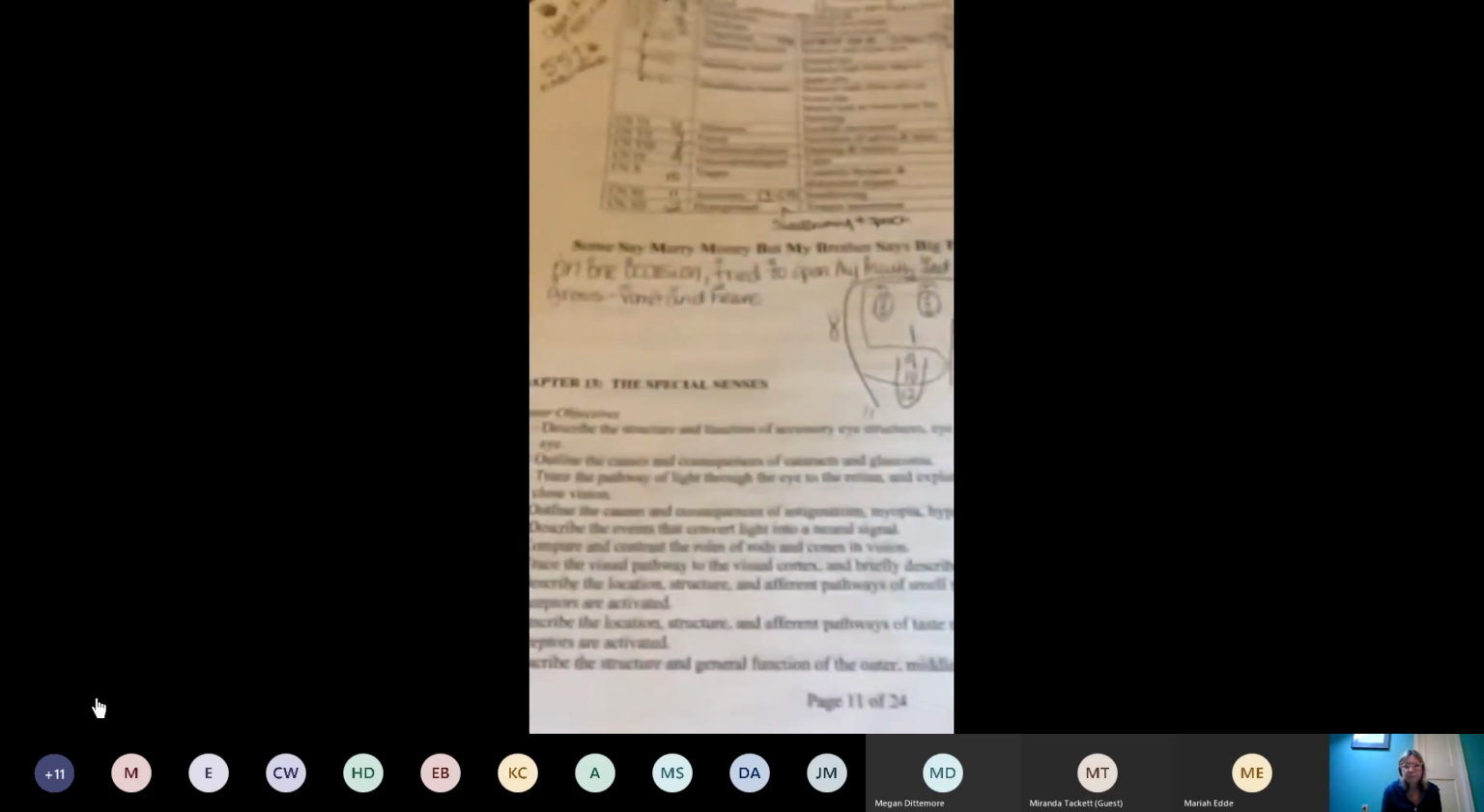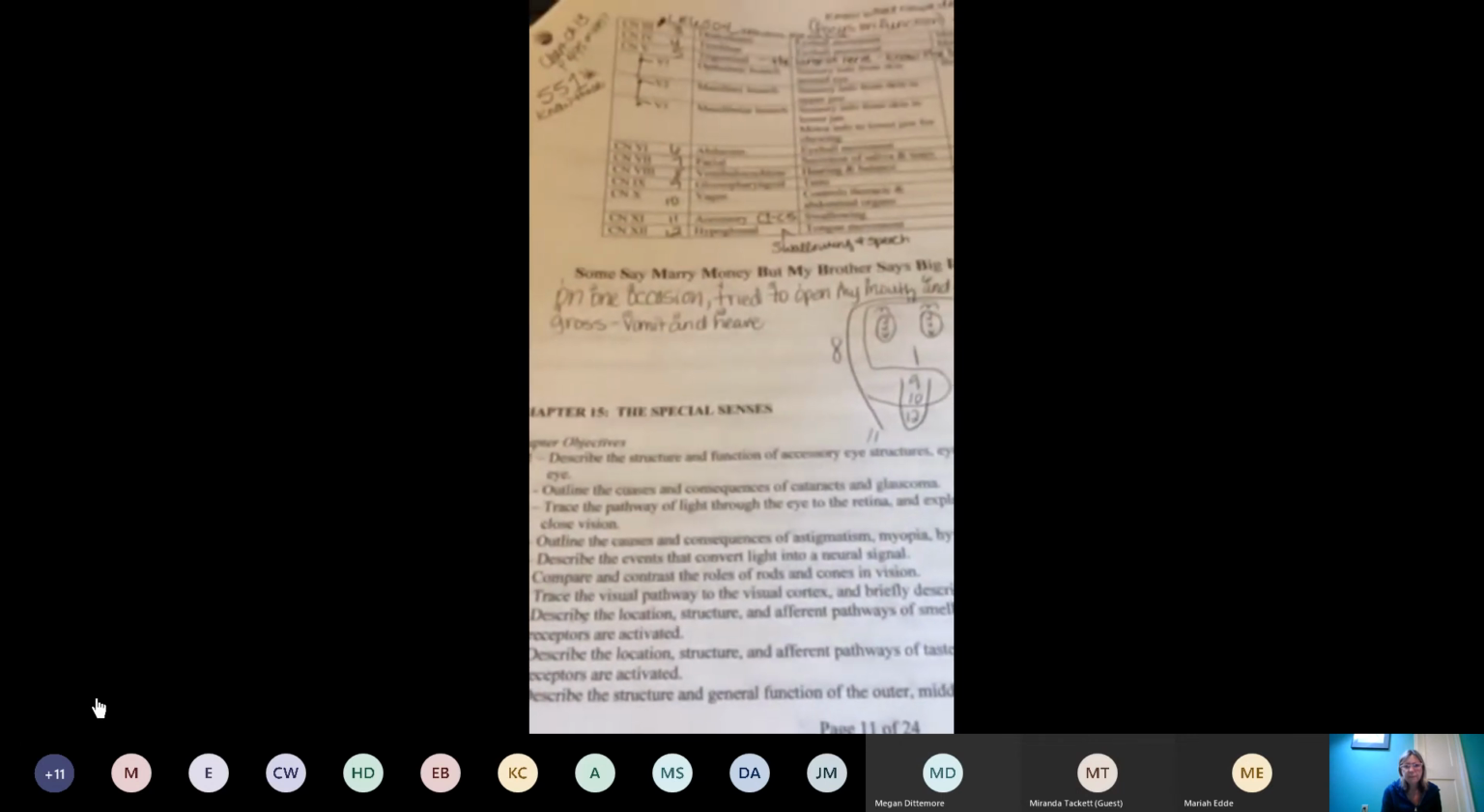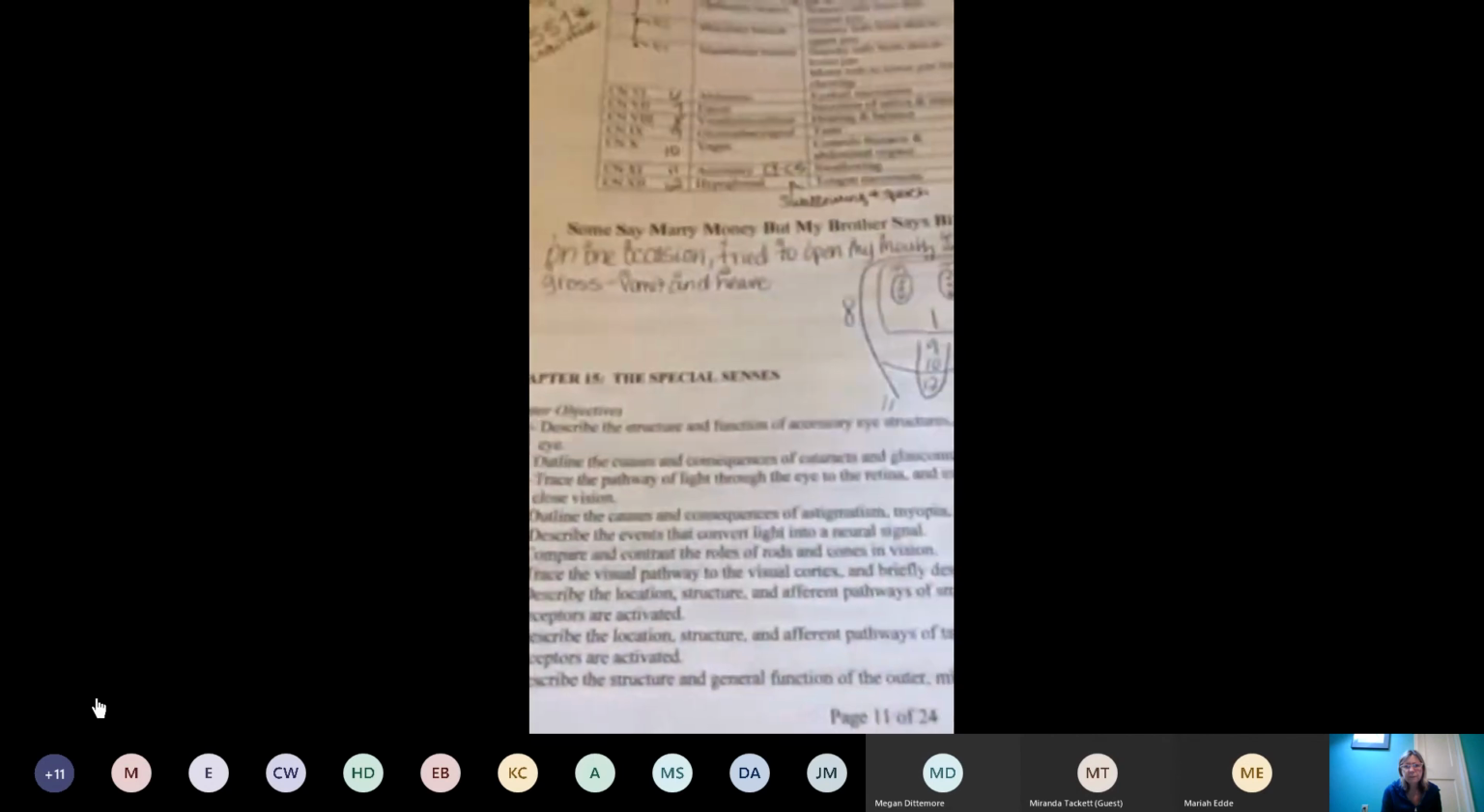Another mnemonic that I just created today, I was looking on the internet, I didn't see anything that I like, so I came up with my own. This one is to help you to remember the order of the cranial nerves.